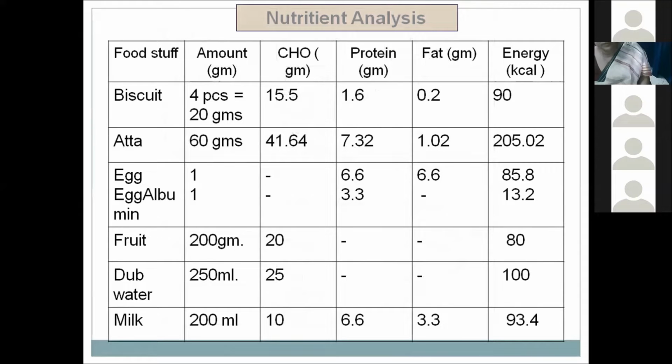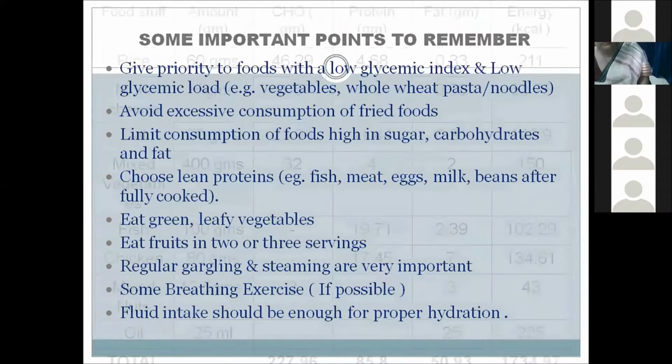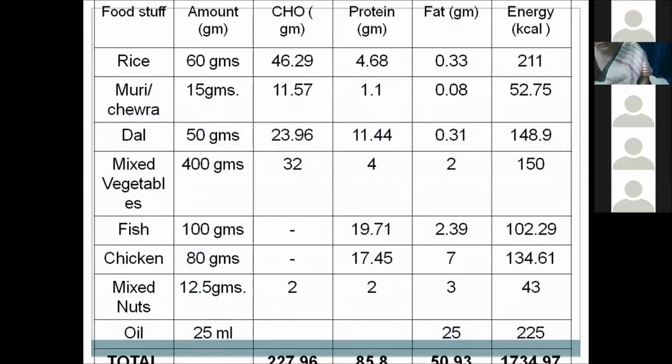This is the calculation. I had to bring our new nutritive value book. It comes to 1730 kilocalories and 85.8 grams of protein. Our target was 85 grams of protein and 1700 kilocalories. It's okay, I think.